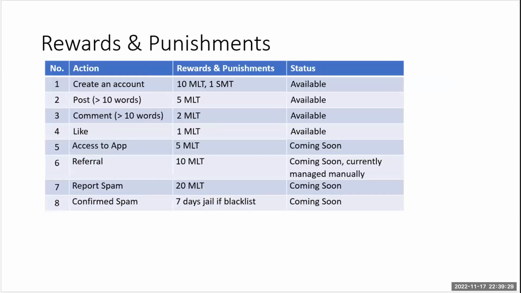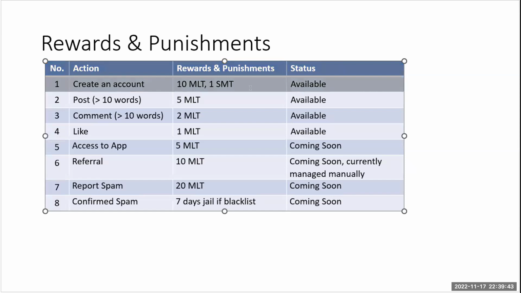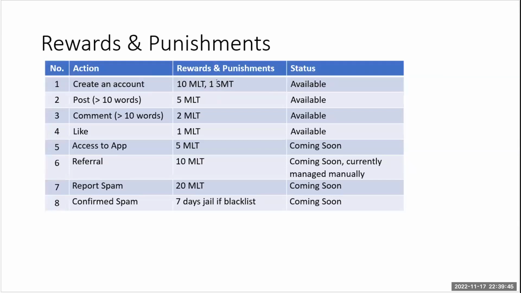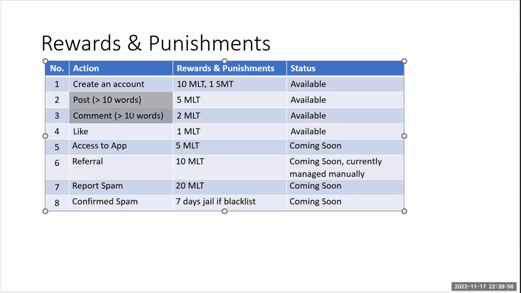All right, let's talk about rewards right now. A lot of people are having reward problems, and I assure you there's no problem. But I also want to share with you some of the rewards that we're doing right now. As you know, when you first sign on, you're going to receive 10 MLT and 1 SMT. Then as you do different activities, you're going to be rewarded accordingly. Very important: you have to post more than 10 words and comment more than 10 words before you earn a token.